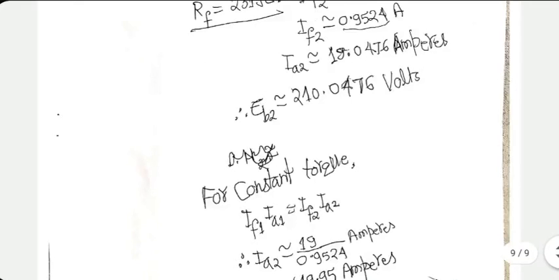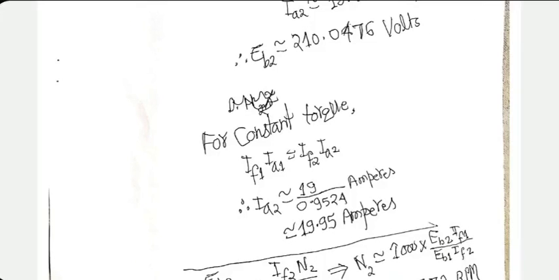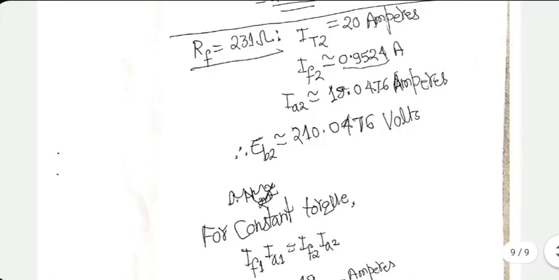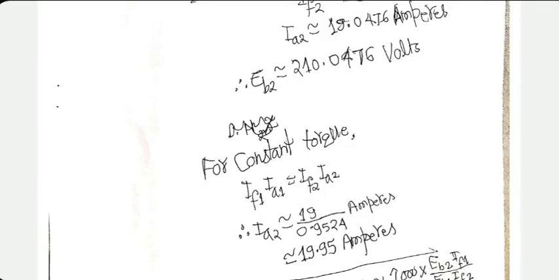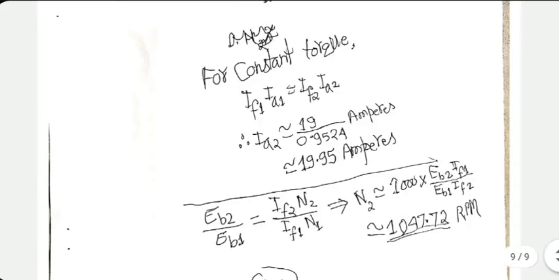Now for constant torque, we have seen torque equation in the previous class. IF1 into IA1 equal to IF2 into IA2, because everything else is constant in the torque equation. So you basically take IF1 and IA1 from case 1, take IF2 from case 2, and use this equation to figure out IA2. It turns out to be 19.945 amperes.